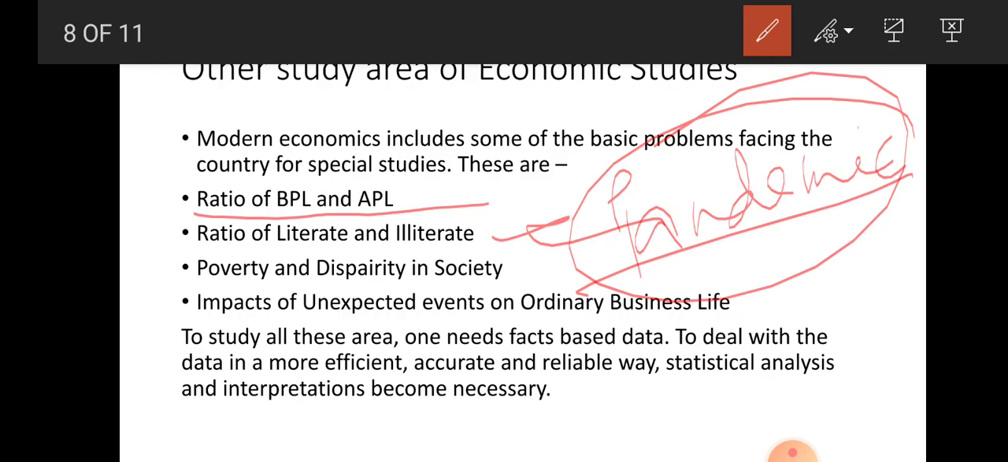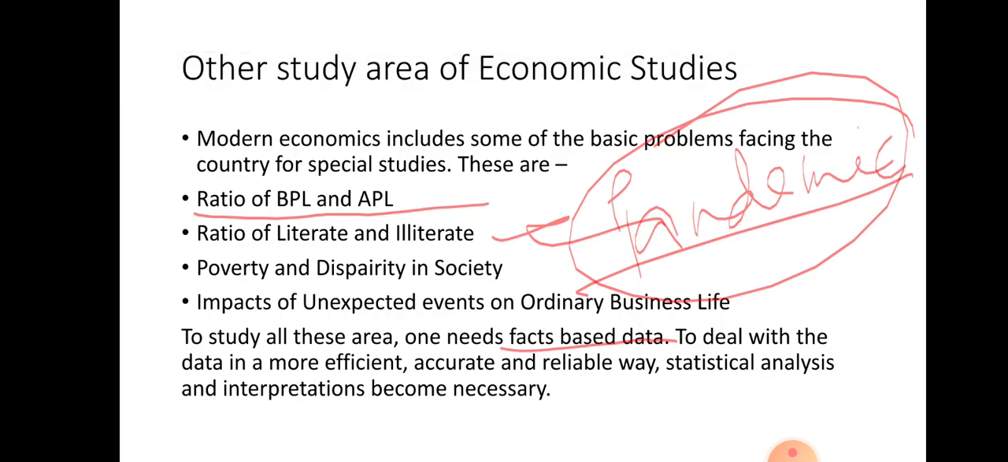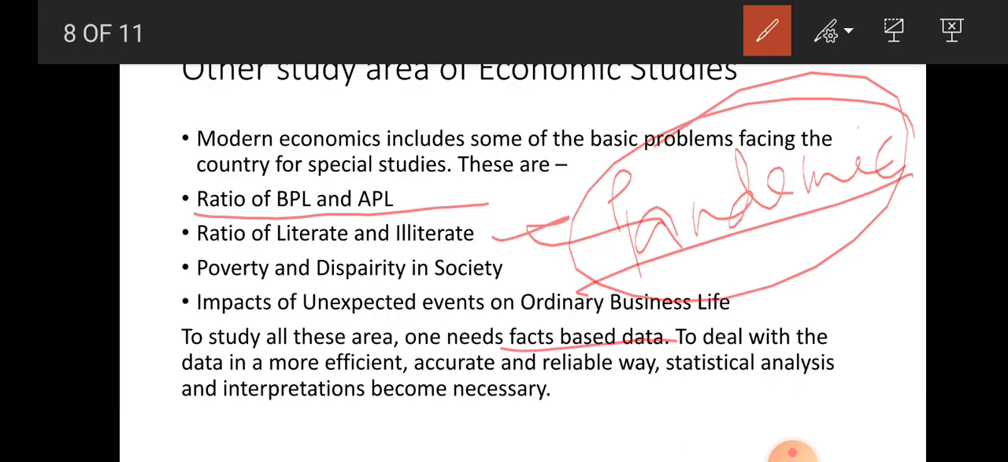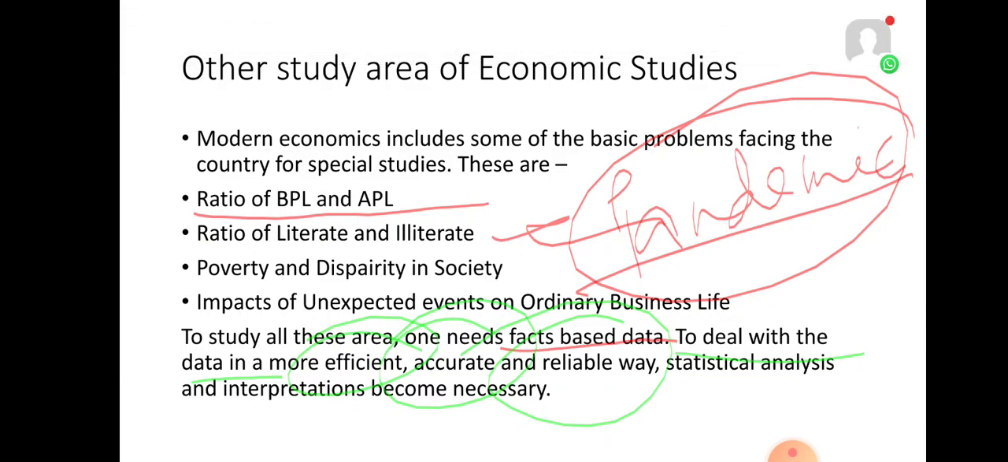So to study all these areas, one needs fact-based data, and when we are studying the special cases, we need to go to the ground, we need the specific data related to the reality or the current situation. So we will have different data, and to deal with the data in a more efficient, accurate and reliable way, statistical analysis and interpretation become very necessary. Now, why do we need statistical analysis or interpretation? To deal with the data in a more efficient, more accurate and more reliable way, we need statistical analysis and statistical interpretations.